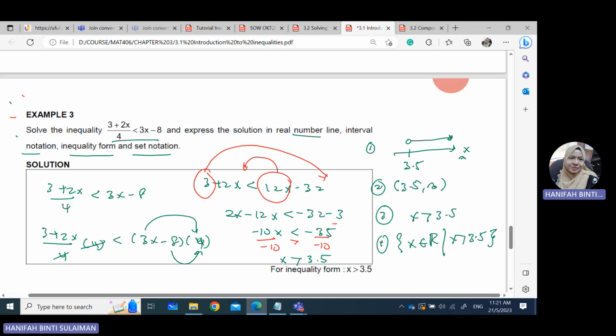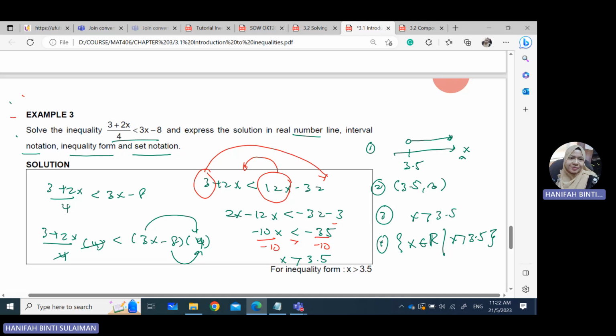Benda ni akan berlaku apabila kita darab ataupun bahagi dengan negative number. Positive number tak ada masalah. The equal sign doesn't change, is unchanged, tak berubah. Termasuk juga kalau kita pindah sebelah kiri dan sebelah kanan, kita add ataupun subtract, inequality sign tidak berubah. Okay, so ini kita akan dapat x greater than 3.5.